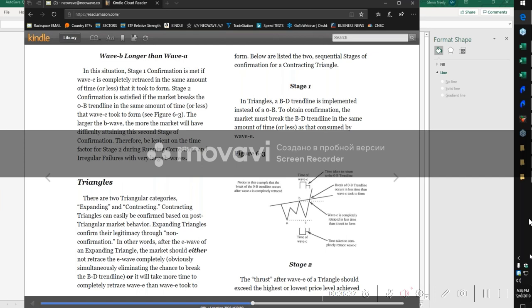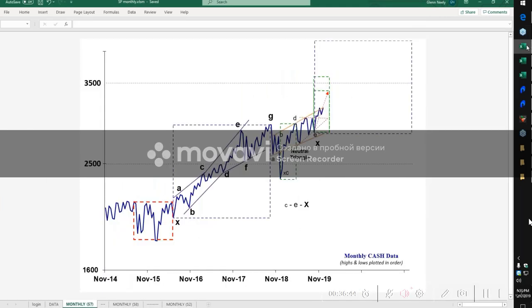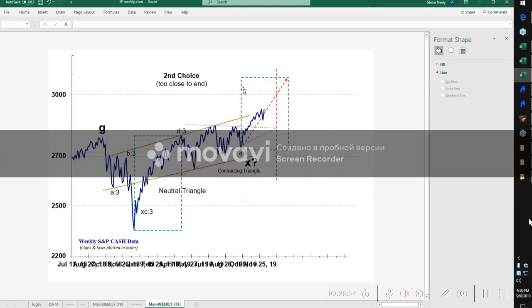Hi, Brian. So what's your question? My question is, why have you taken the length of wave C to be broken in the fastest time? Normally, for a contracting triangle, it normally has to be the wave E that has to be broken in the fastest time than it took to form. Also, you're talking about this chart here? Yes.